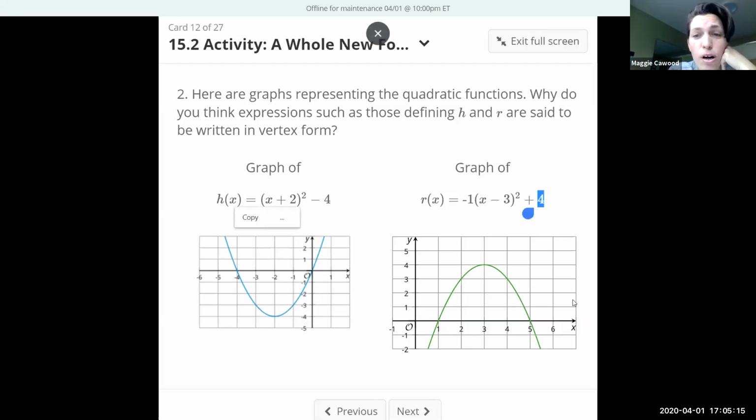3, 4. Something's not right, though. This says -3, and that's a +3. This says +4, that's +4. Okay, over here, let's see, whoa. Here's the vertex, -2, but that says +2 and -4. Oh, do you see the relationship?